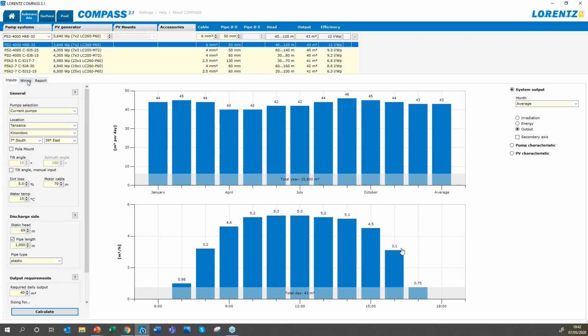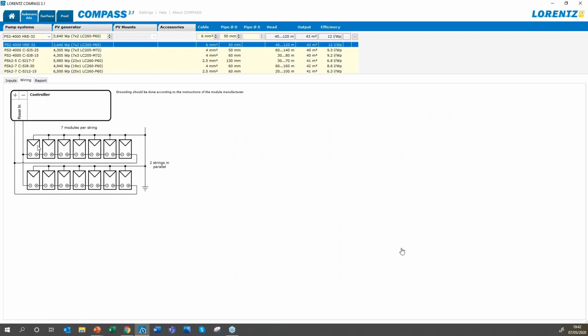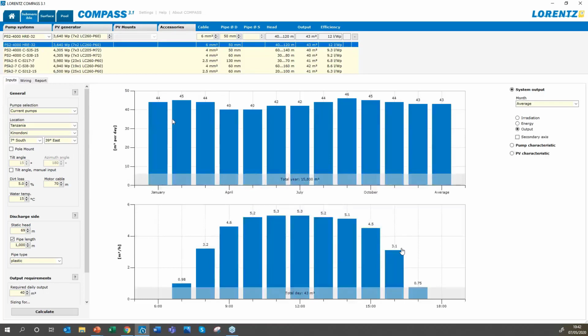Again, what does that mean? We can check. 7 strings, 7 modules per string, so in series, and 2 strings of 7. So it tells us how we configure our PV. And so that's a different pump, of course, with more power. So this is really good because when you put 2 villages together, this tells us the pump you would need.